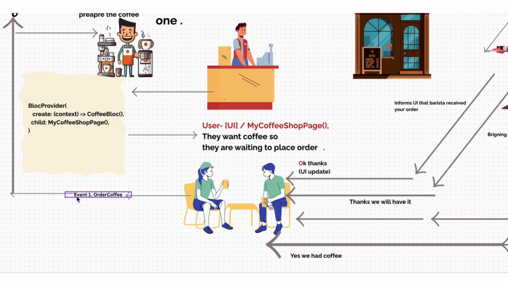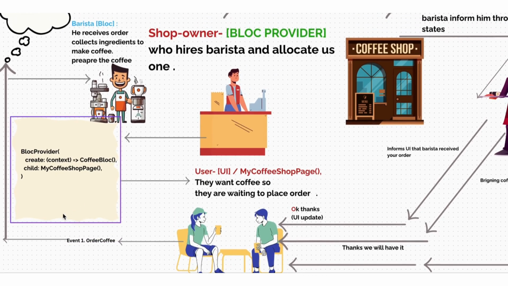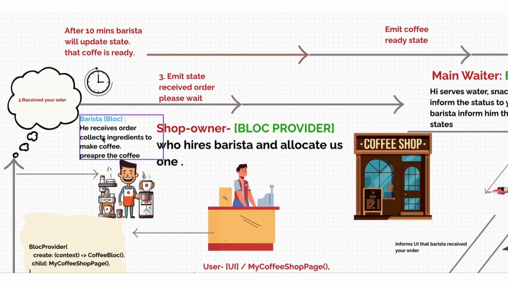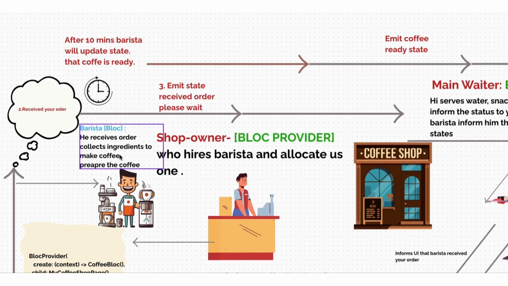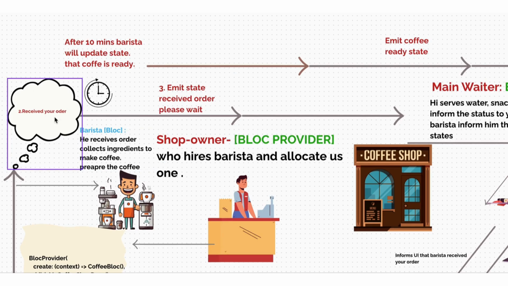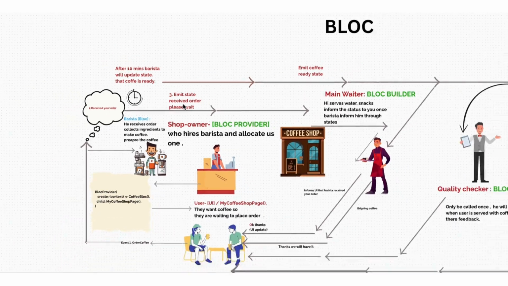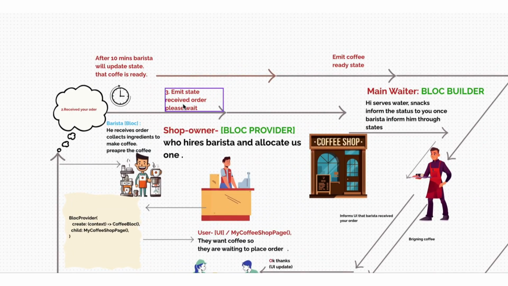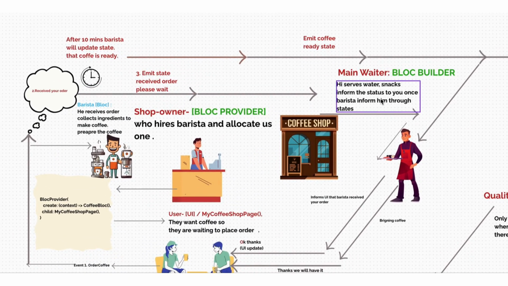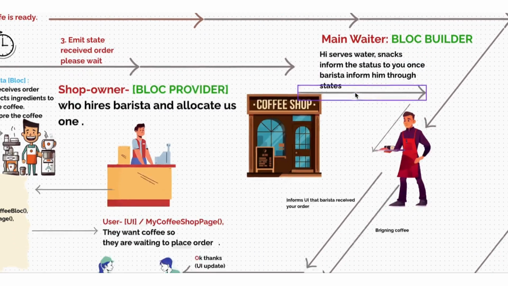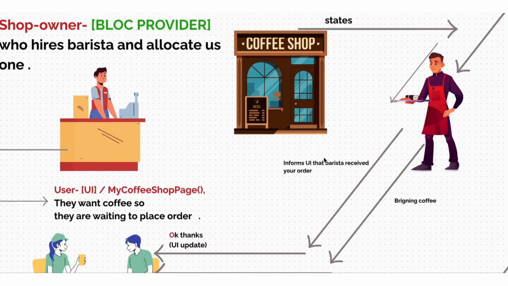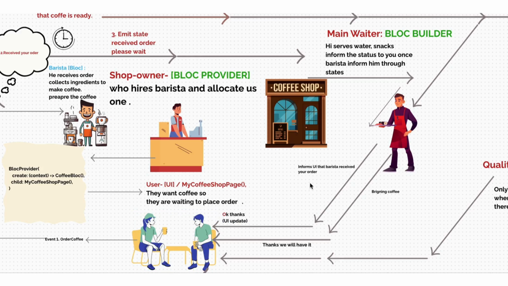So we as a user place an order, like ordering a coffee, through an event, and that event reaches the barista. The barista says, okay, I received an order, I'll collect the ingredients and I'll make a coffee. So immediately the barista emits a state, an information that the order is received, please wait. This information will not directly come to us. There is a BlocBuilder, a waiter. He listens to the update and he comes to us. He informs the UI that the barista received your order. The UI, in a sense, is we.